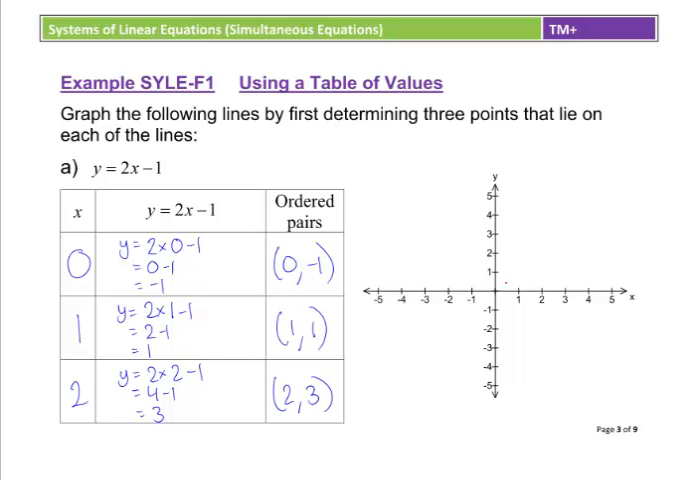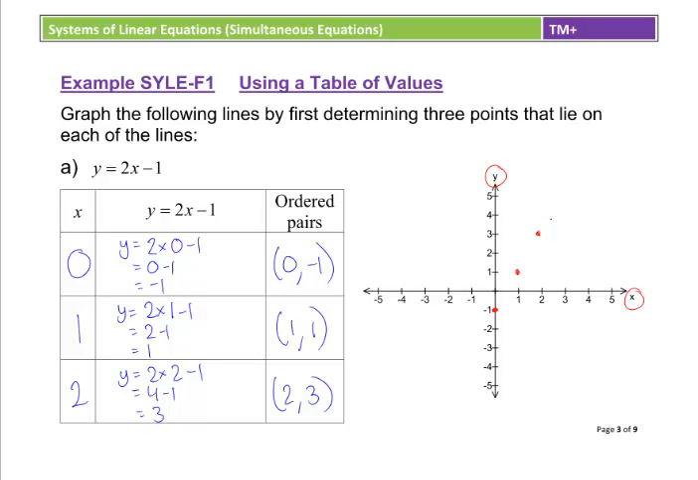So putting those points on our axes, remembering that x-axis is always the horizontal axis, you can see that labelled, and the y-axis is always the vertical axis. So when x is 0, y is negative 1. Got that point. When x is 1, y is 1. And when x is 2, y is 3. So I've just put those 3 ordered pairs on my graph.